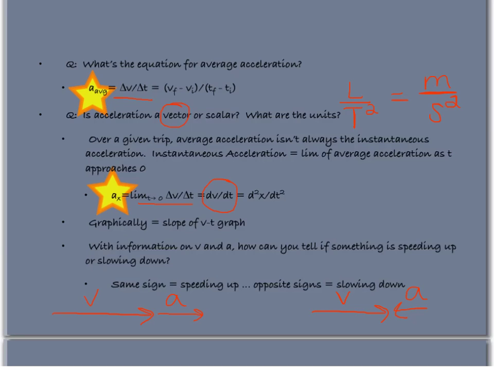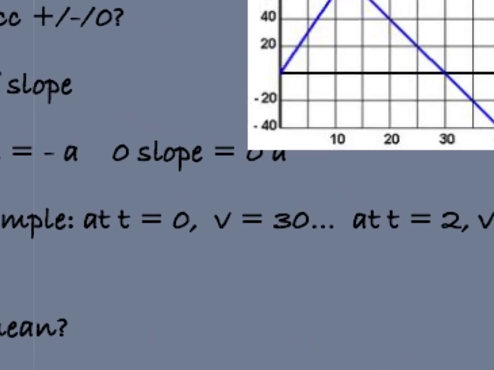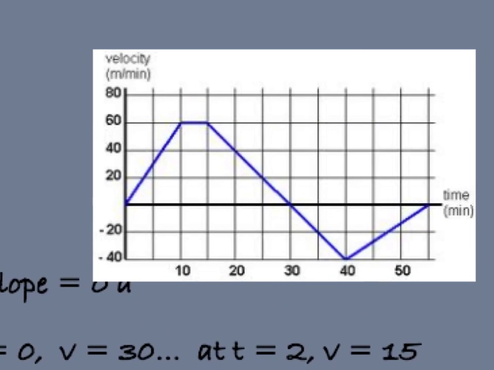So if velocity and acceleration are going the same way, or working together, that object is speeding up. If the velocity and acceleration are working against each other or have opposite directions, that object would be slowing down. Now let's look at this graphically. Looking at this graph, we want to look for places where the acceleration is positive, where it's negative, and where it's zero. So let's zoom into the graph a little bit here and take a closer look.